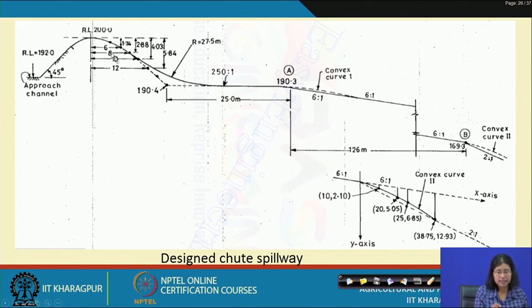So, first we designed the profile, and then the control structure or the ogee weir, and then we put a convex curve at a slope of 6:1, the first convex curve, and then we provide a second convex curve at 6:1, and the curvature and the slope of this convex curve is shown here. So, this completes your design of the chute spillway. Thank you.